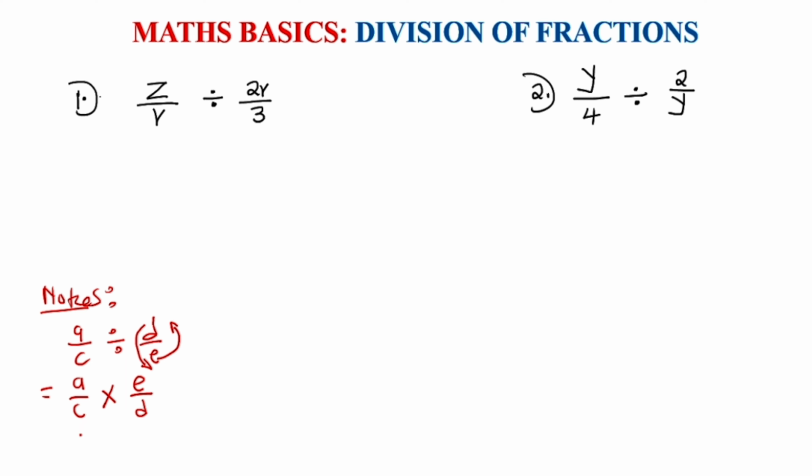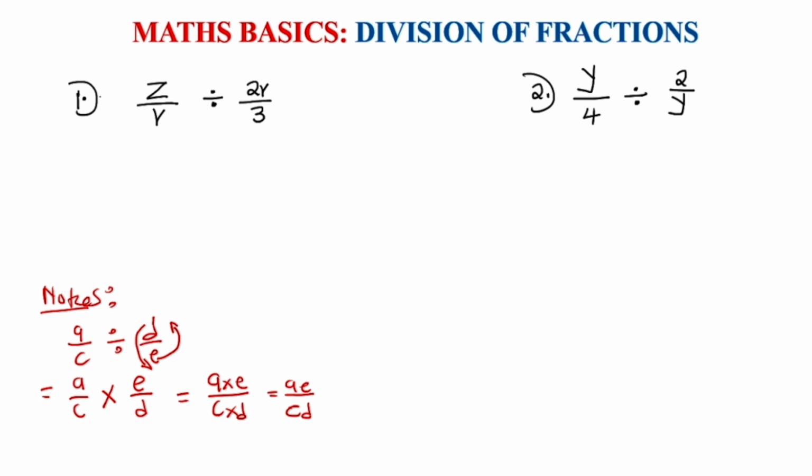Therefore, when it's like this, the same way as we did with multiplication, you are going to say top multiplied by the top, therefore all over bottom multiplied by the bottom, which is going to give us AE all over CD. Okay, did you get it?